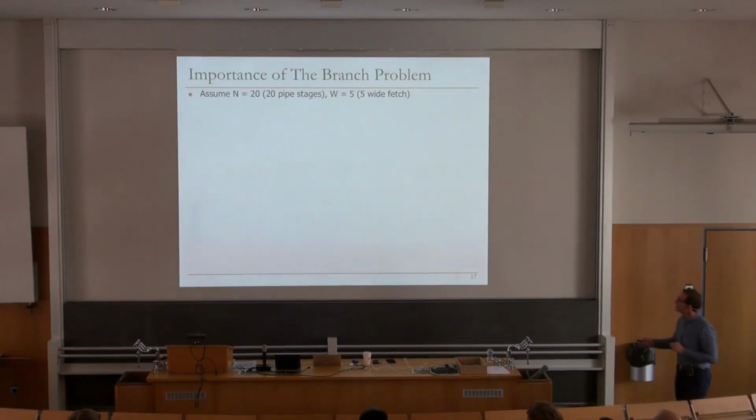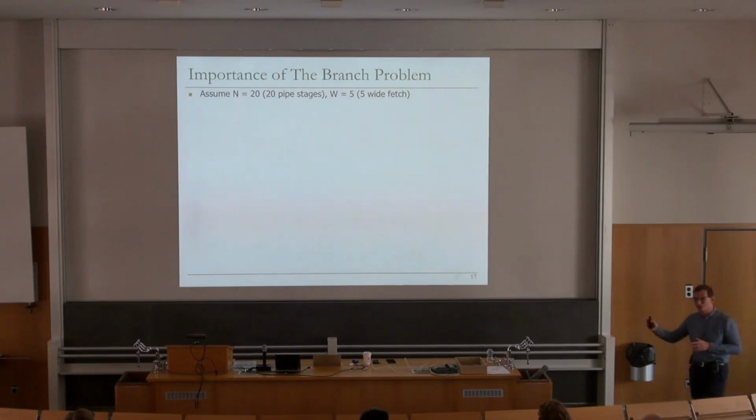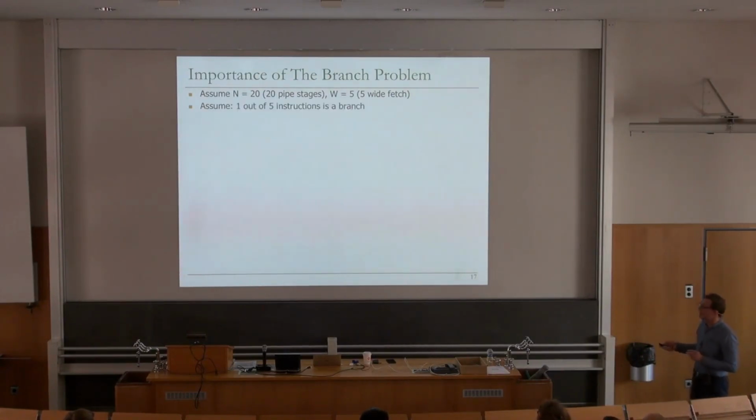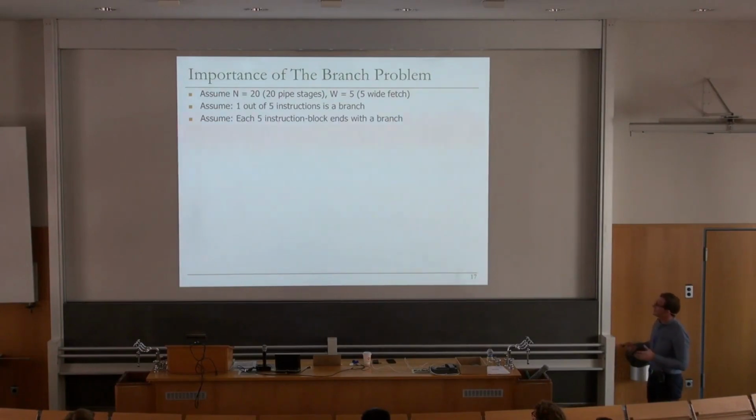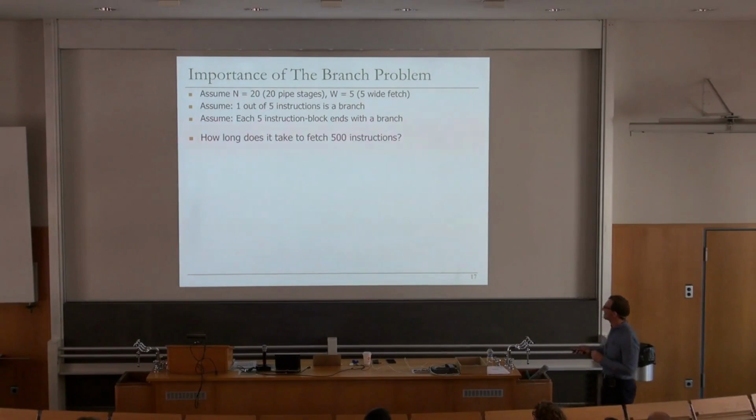We're going to assume n equals 20 pipeline stages, which is not unreasonable. Some of the Pentium 4 incarnations had 30 or more stages actually. Currently we're probably around 16, 17, I don't know; it depends on the processor. Let's assume your fetch width is 5. You're fetching 5 instructions per cycle. And assume that 1 out of 5 instructions is a branch, and that each 5-instruction block ends with a branch, so things are nicely aligned. Let's take this calculation. How long does it take to fetch 500 instructions? I picked these numbers so that calculations are easy.